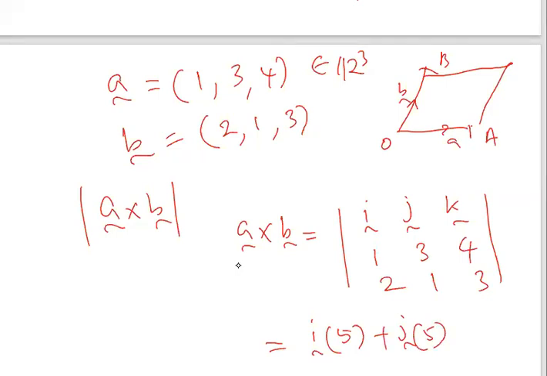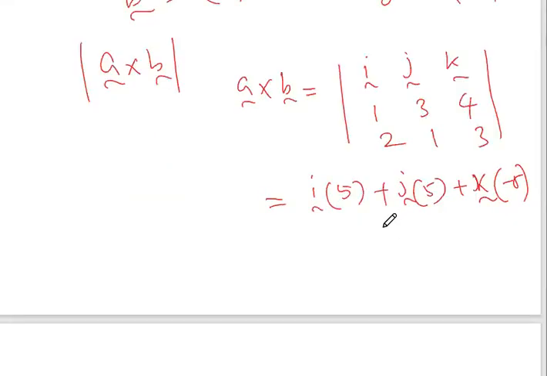Positive k. Without the first row and the third column, we are left with these four numbers. Let's find the determinant: 1 minus 6 is minus 5. So the cross product of A and B is, with scalar 5 common, 5 times (i minus j minus k).